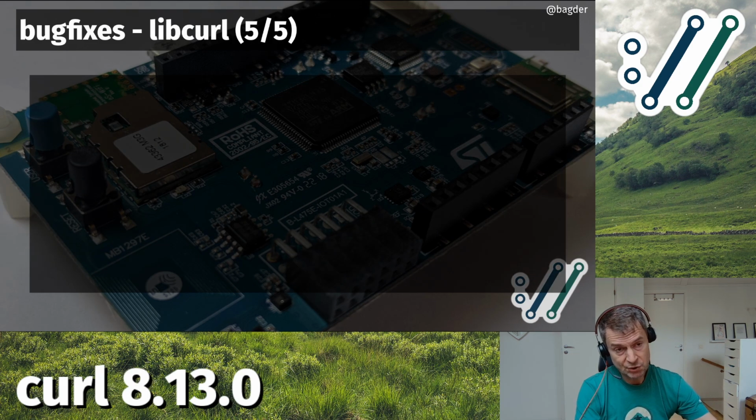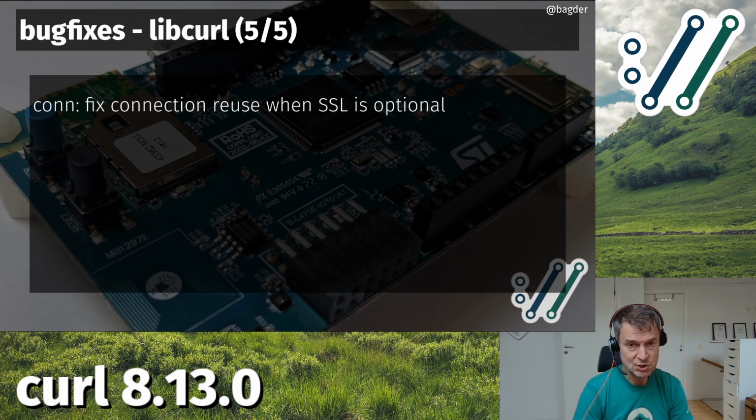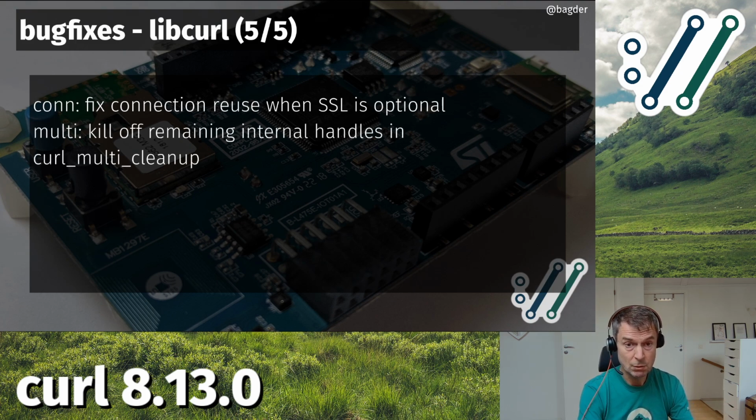Internally in libcurl, we had a regression in the previous release that made us not do proper connection reuse for protocols where SSL or TLS is optional. For example, SMTP, IMAP, FTP, and so on. Those are protocols where you typically start without TLS and you do a STARTTLS and switch to the TLS state. If you did that, we would not do connection reuse properly as we have done in the past, and as we should. And now we do it again.